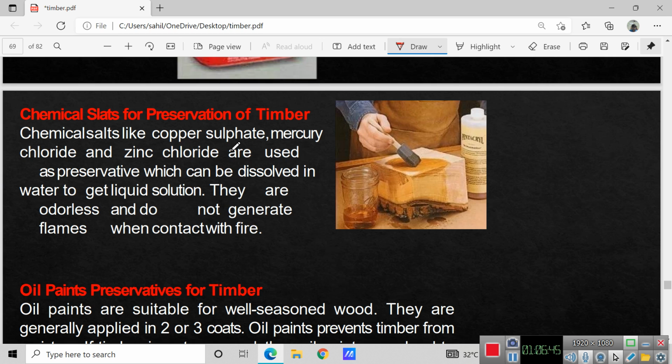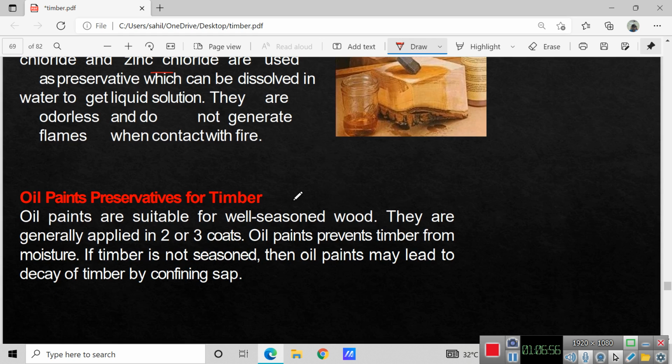So chemical salts like zinc chloride, copper sulfate, mercury chloride, etc. can be used as preservatives. Oil paints are a preservative for timber. Oil paints are suitable for well seasoned wood. They are generally applied in 2 to 3 coats. Oil paints protect timber from moisture.